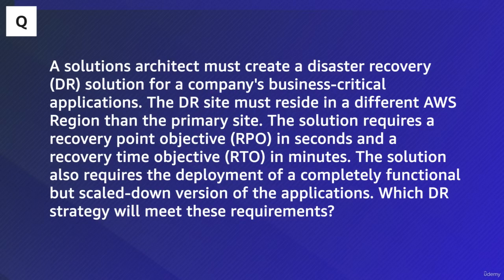The stem for this item is: a solutions architect must create a disaster recovery solution for a company's business-critical applications. The DR site must reside in a different AWS region than the primary site. The solution requires a recovery point objective in seconds and a recovery time objective in minutes. The solution also requires the deployment of a completely functional but scaled down version of the applications. Which DR strategy will meet these requirements?